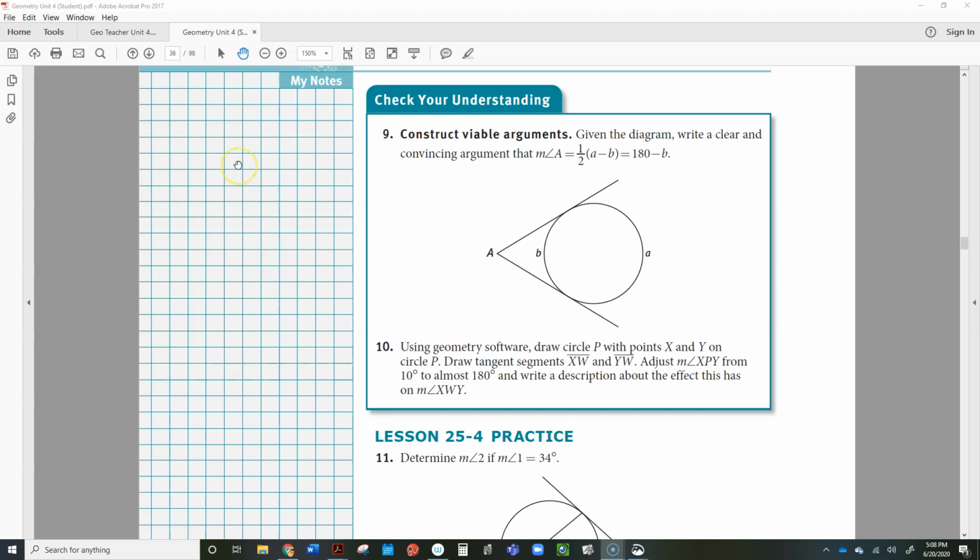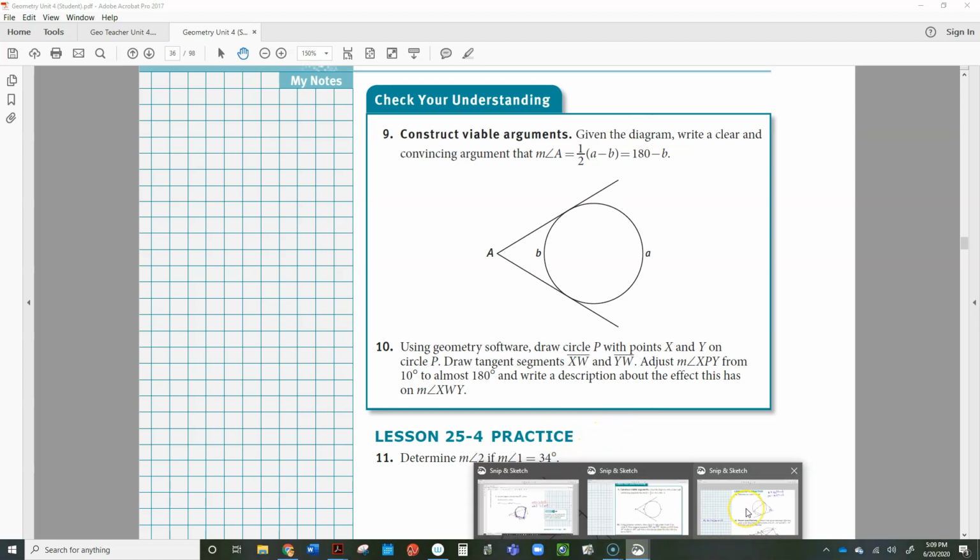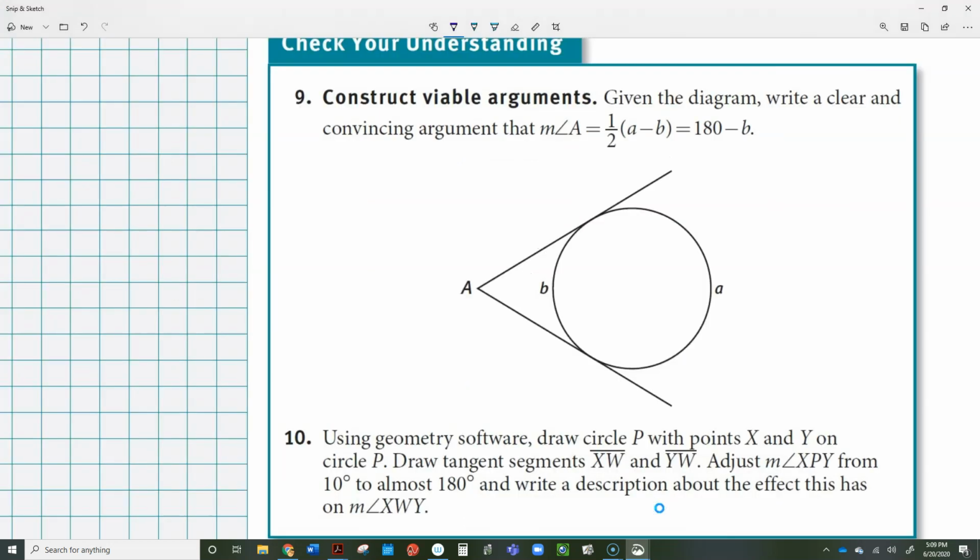Okay, this is activity 25-4. The answers to check your understanding and practice. So I'm gonna jump over here. And it says, okay, so here's the diagram.